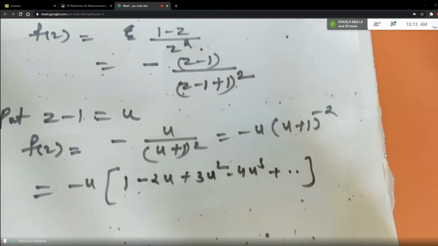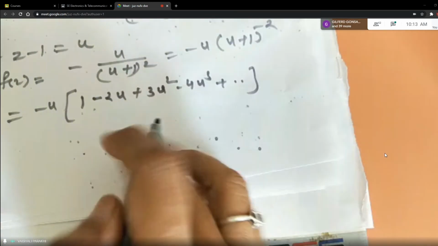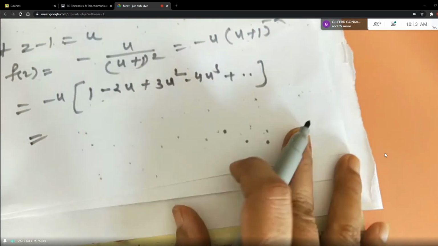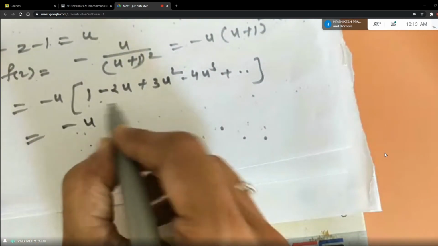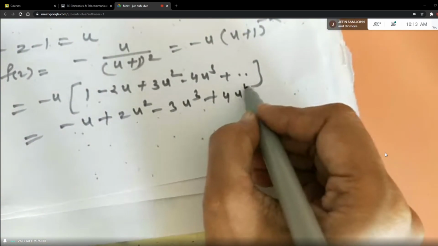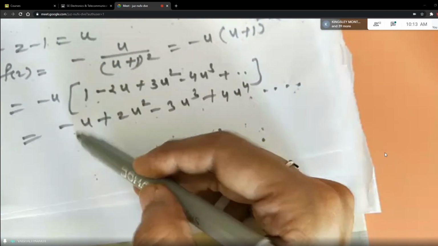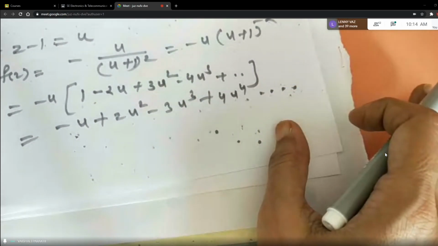Okay? And now I'll put the summation sign. But before that, I can take this minus u inside, right? So multiply each and every term by minus u. So it will be minus u, minus into minus is plus 2u square, then minus 3u cube plus 4u raised to 4 and so on. When I multiply by minus u, all terms will have the opposite sign. Minus will become plus, plus will become minus and so on. And now I'll put the summation sign.